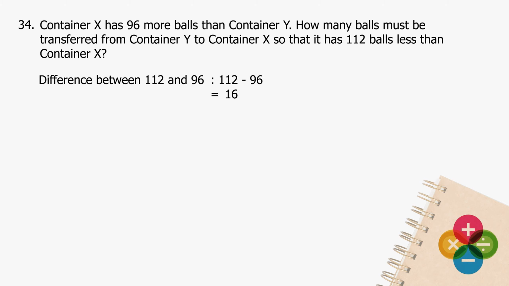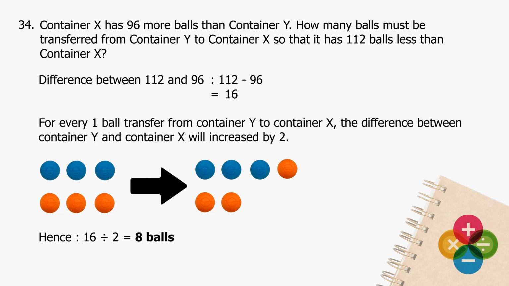The difference between 112 and 96 is 16 balls. For every 1 ball transferred from container Y to container X, the difference will increase by 2. Hence take 16 divided by 2, and the number of balls to be transferred will be 8 balls.